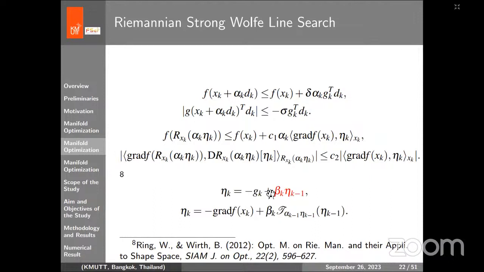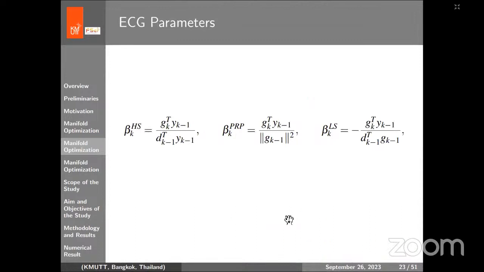So they extended the classical search direction to the Riemannian search direction, which is given by this using the notion of vector transport. These are some classical Euclidean CG parameters. Normally, these three parameters are considered to be among the best CG parameters numerically because they have a restart feature: if the performance of the algorithm is not good, they can restart themselves in order to avoid taking short steps.